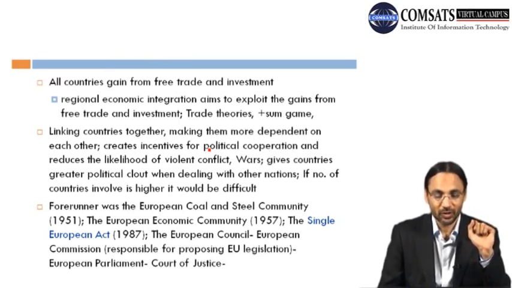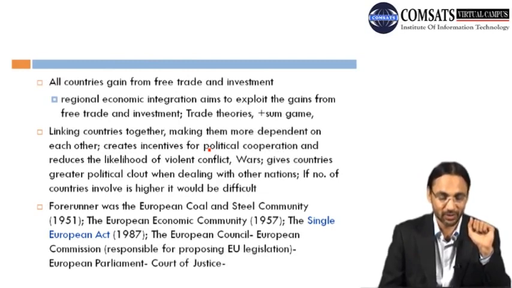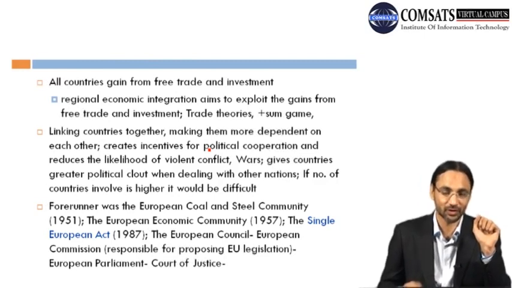Forerunner was the European Coal and Steel Community, the coal and steel industry. They started to come together across Europe, and in 1951 they started to make some sort of foundation for the European Union. Later on in 1957, and then in 1987, the Single European Act was passed, and the main constituents of the European Union are the European Commission, European Parliament, and Court of Justice.